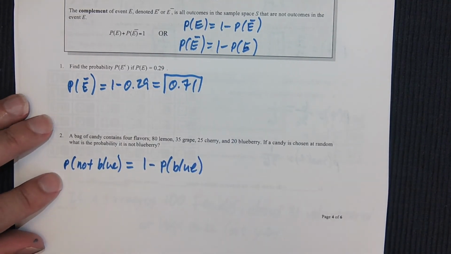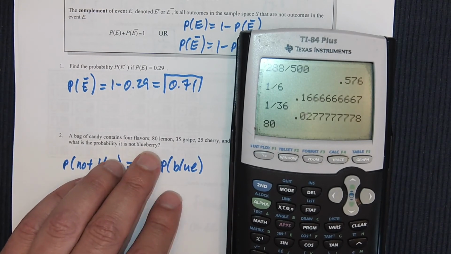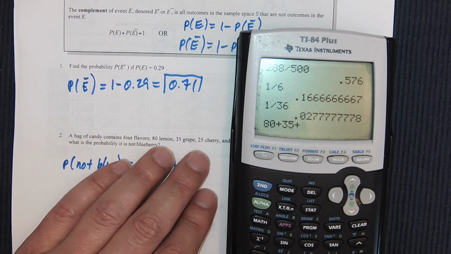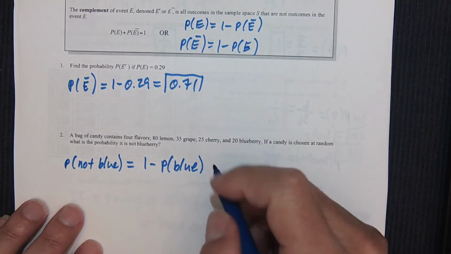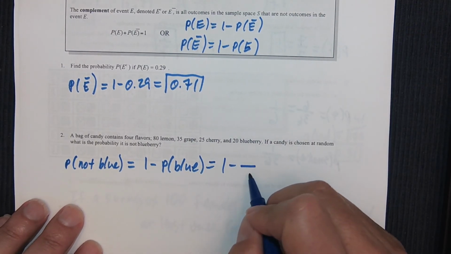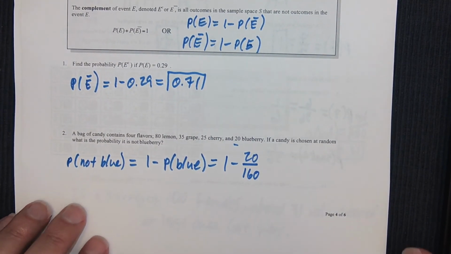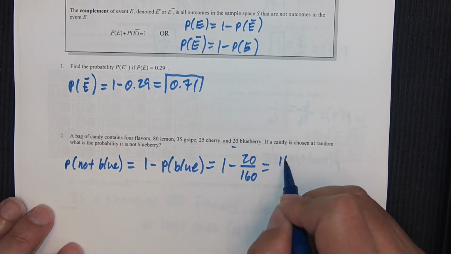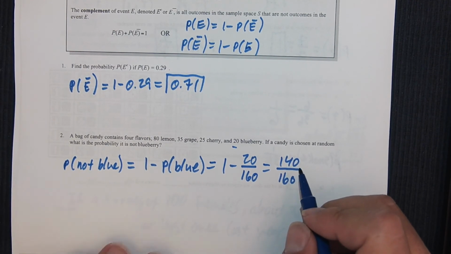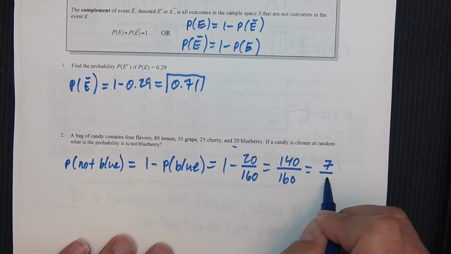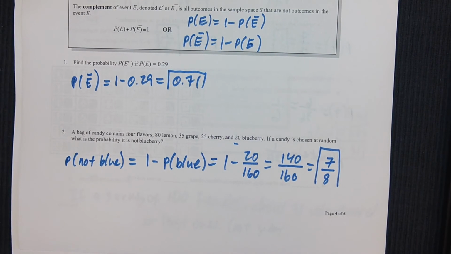It's the opposite. So we have a total, let's see, 80 plus 35 plus 25 plus 20. That's my denominator. And how many of them are blueberry? 20 are. Getting a common denominator. We are here. And that reduces to 7 over 8. Meaning there's a pretty good chance if I randomly select one of these, it's not going to be a blueberry.